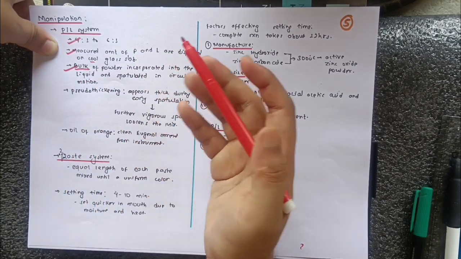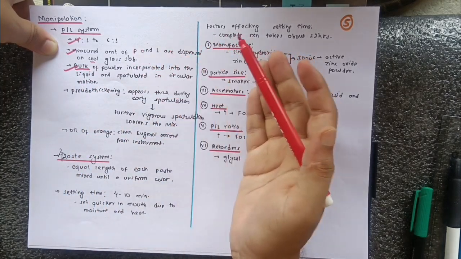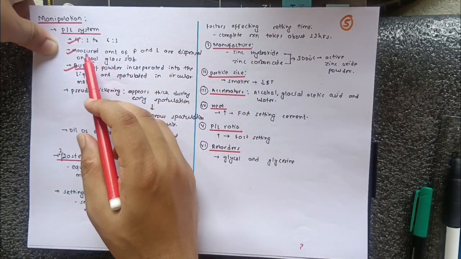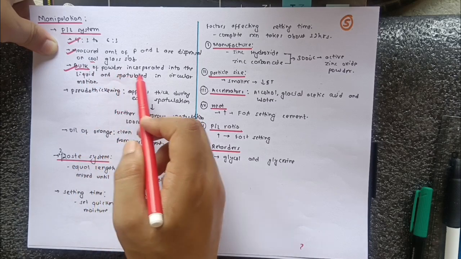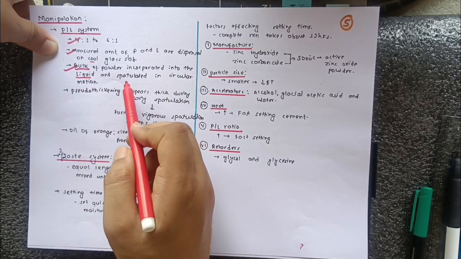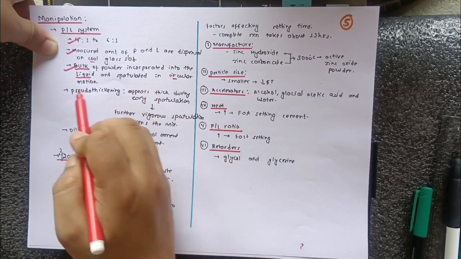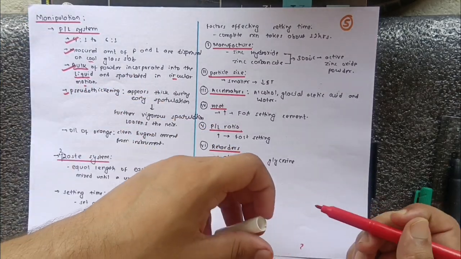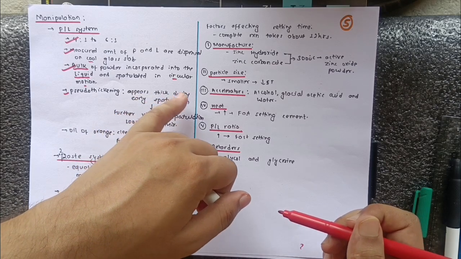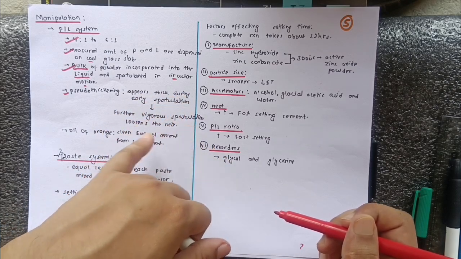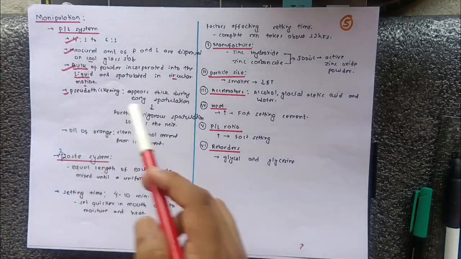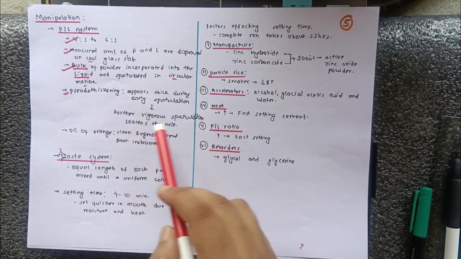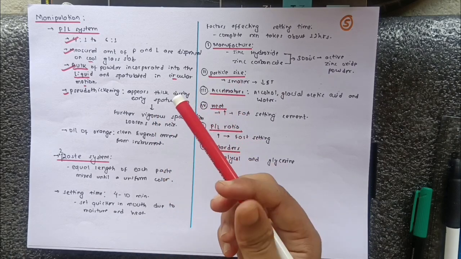As in zinc phosphate, we first add a small increment and after that larger increments are added. But in this one, there should be bulk addition of the powder into the liquid, and spatulation should be in a circular motion. So just remember this. Another important thing is pseudo thickening. As I have written here, it appears thick during the early spatulation, and further vigorous spatulation loosens the mixture. When we first add the bulk of the powder into the liquid, a thick mix appears.